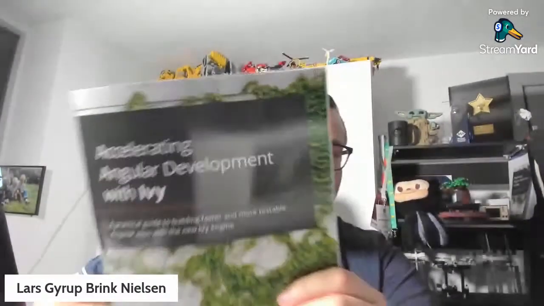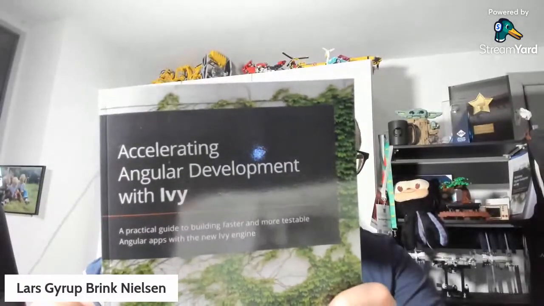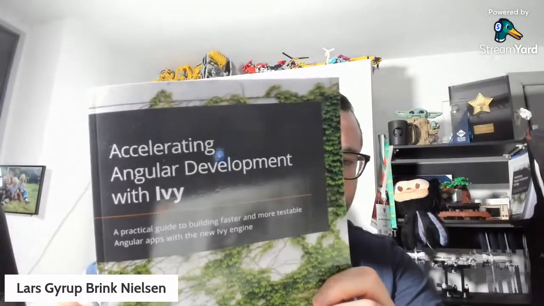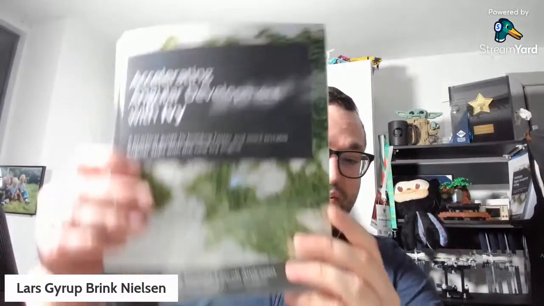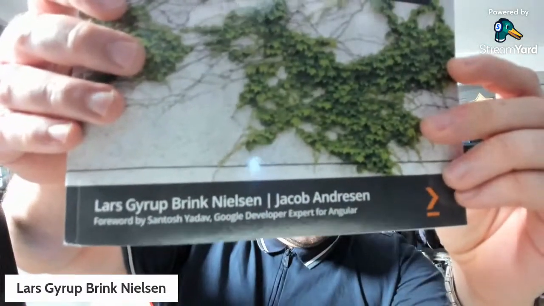Walking through Chapter 2 of Accelerating Angular Development with Ivy, a practical guide to building faster and more testable Angular apps with the new Ivy engine by Lars Gyrup Brink Nielsen and Jakob Andresen from Denmark, with foreword by Santosh Yadav, Google Developer Expert for Angular, published by Packt Publishing. And there's a description of what you can learn here. I shared Chapter 2 because that's already available on the Packt website, so I figured that would be okay.